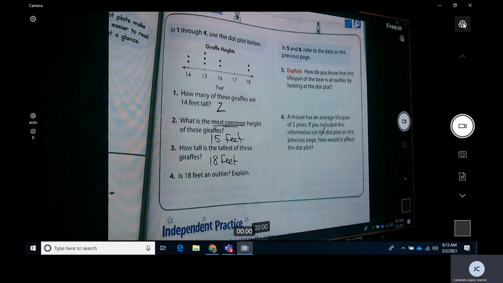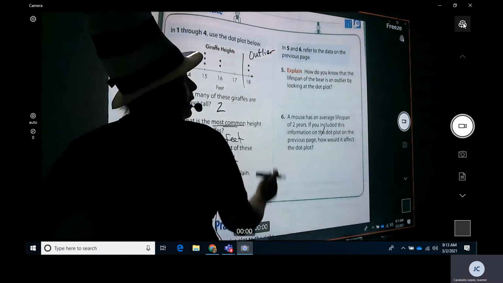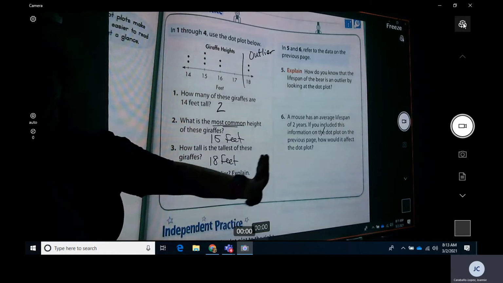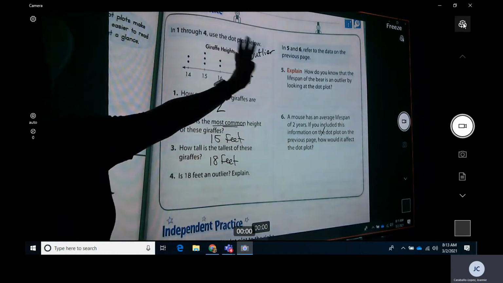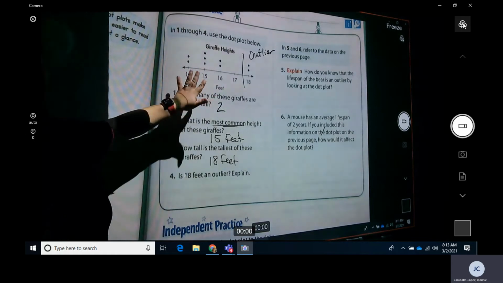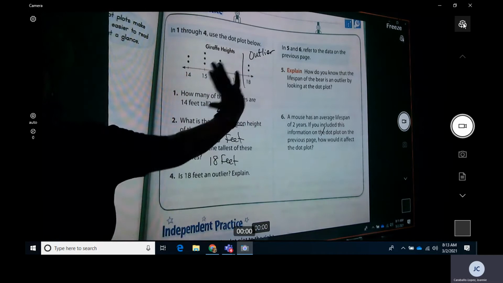Do you remember that we talked about an outlier? Outlier. Do you remember what that means? The outlier is the number that is not common, right? That is to the side. So 18 feet is uncommon because the most common heights were 14, 15, and 16. But the outlier was 18.